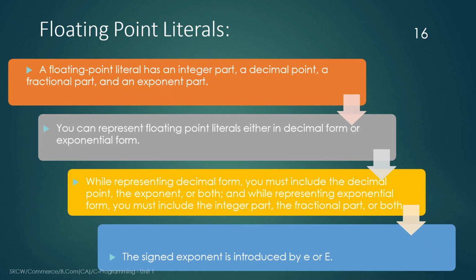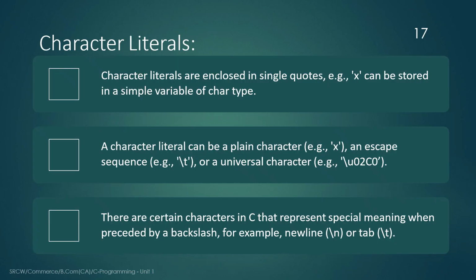Floating point literals represent decimal numbers. They can be written in standard decimal form such as 3.14 or in exponential form such as 1.23e-4. These are used when we need fractional or very large or small numeric values. Character literals represent single characters and are enclosed in single quotes such as 'x' or 'A'. They also include escape sequences like \n for a new line or \t for tab, which are useful in formatting output.